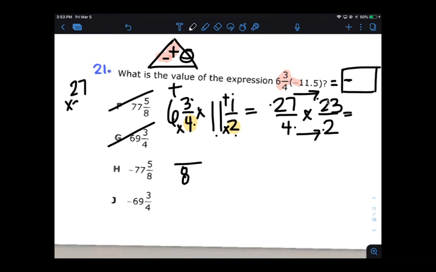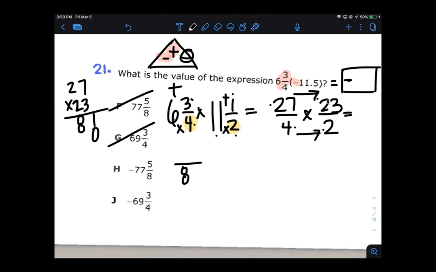27 times 23. I have 3 times 7, 21. I carry 2. 3 times 2, 6, and 2, 8. So I'm done multiplying the 3. Now I'm going to multiply the 2, which is not a 2. Remember, it's a 20 in place value. Because it's a 20, I need to add a 0 before I start multiplying. I'm multiplying by 20, not by 2.